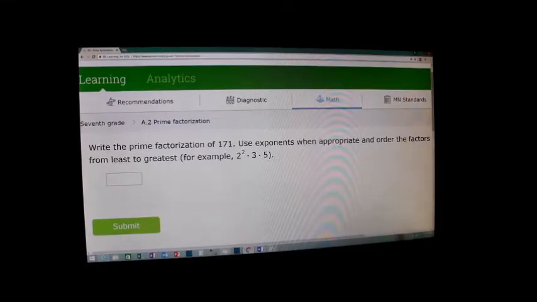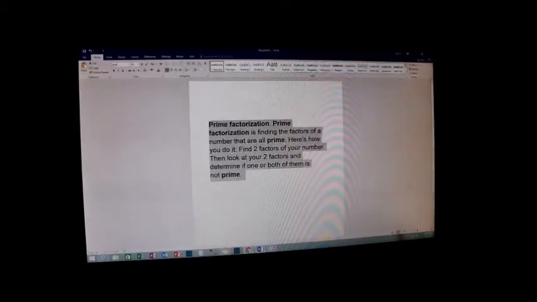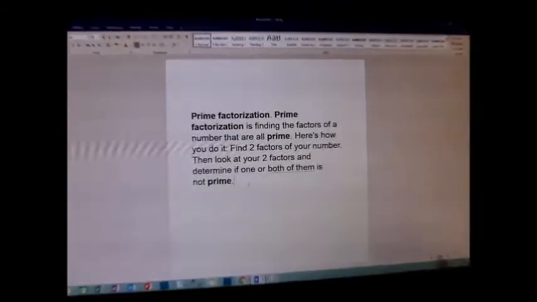Today we are going to learn about prime factorization. We're going to walk you through some problems and explain how we got the answers. First, we need to learn the definition. Prime factorization is finding the factors of a number that are all prime. Here's how you do it.